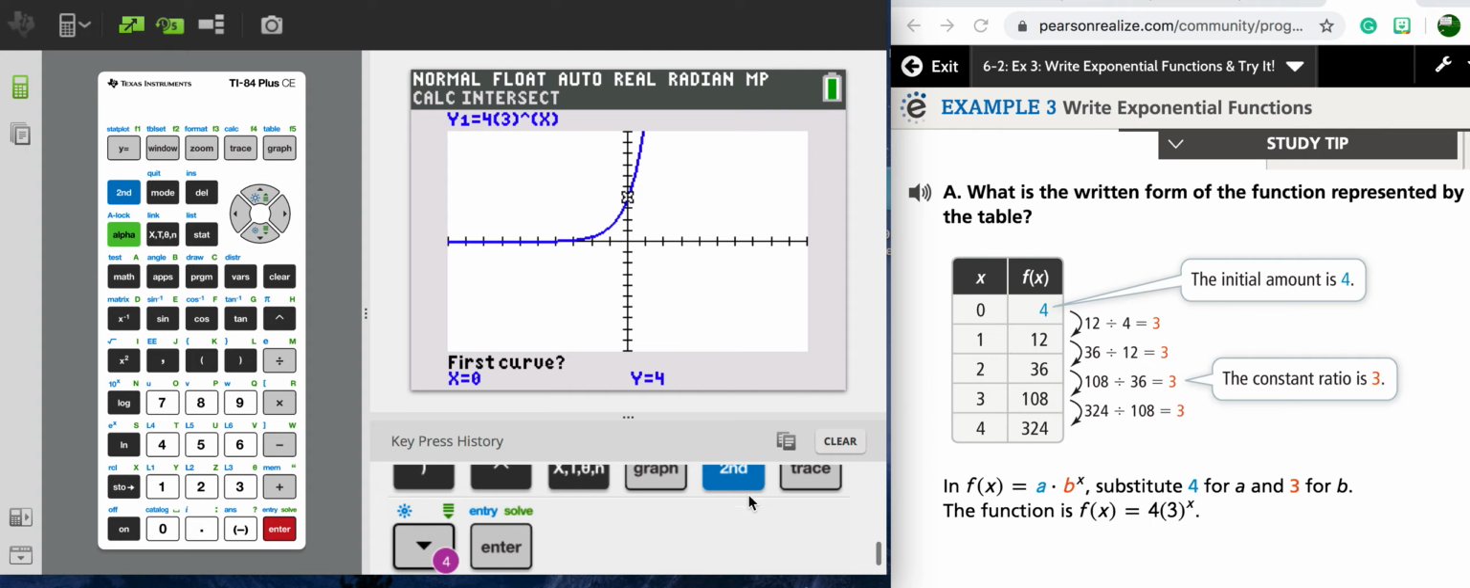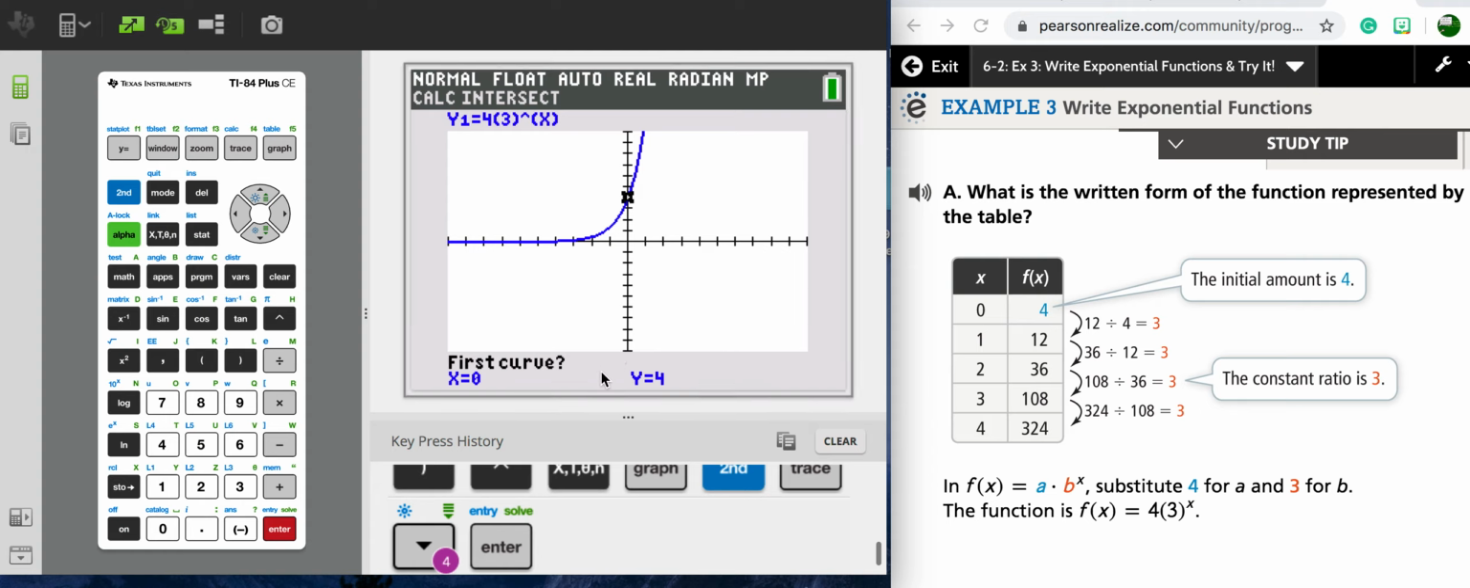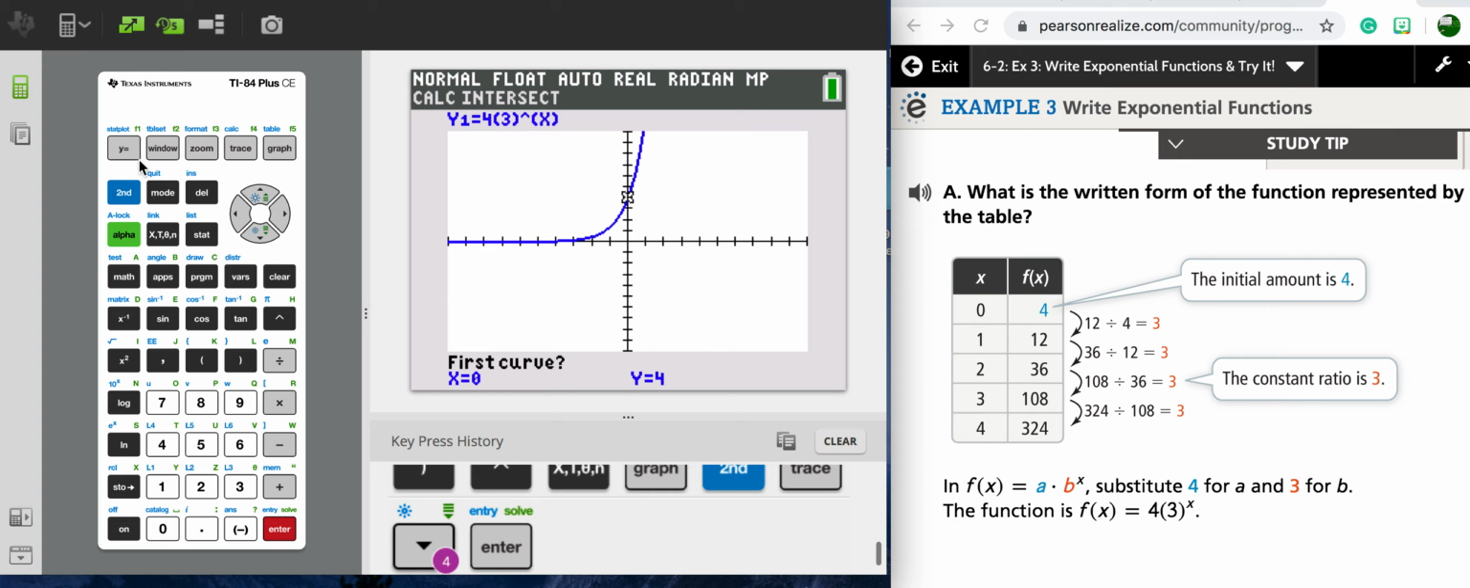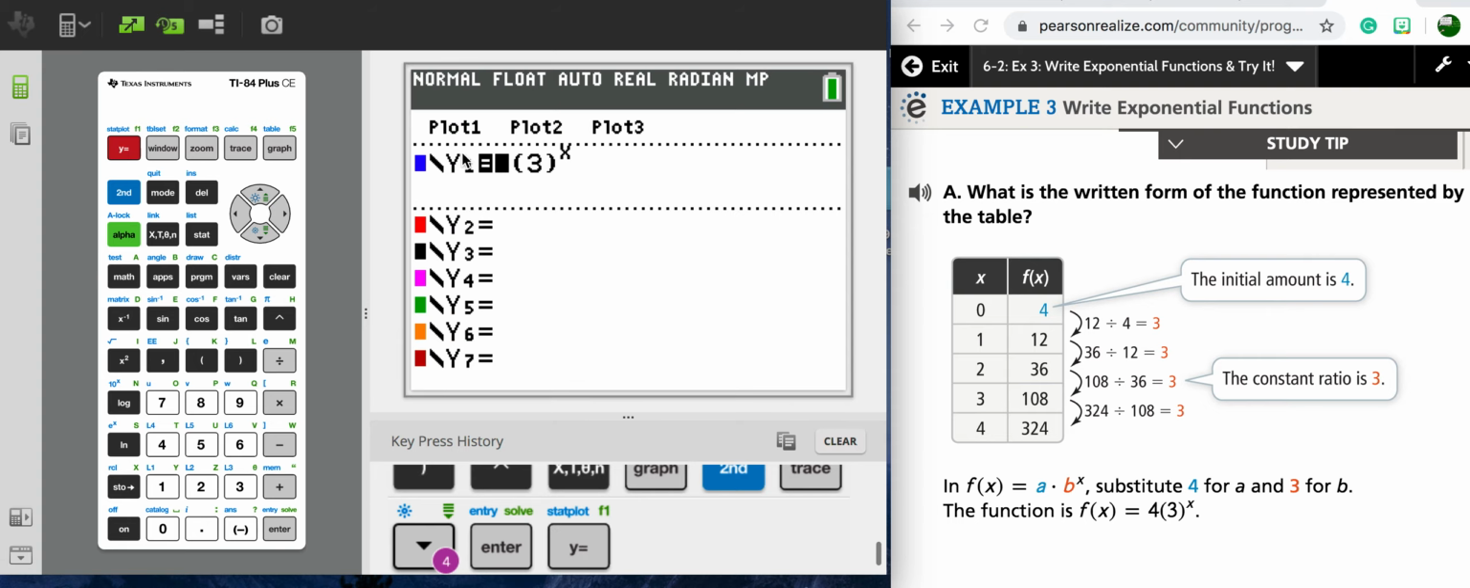So in the function f(x) is equal to a times b to the power of x, we substitute 4 for a and 3 for b. The function, as we see here, is f(x) equal to 4 times 3 to the power of x.